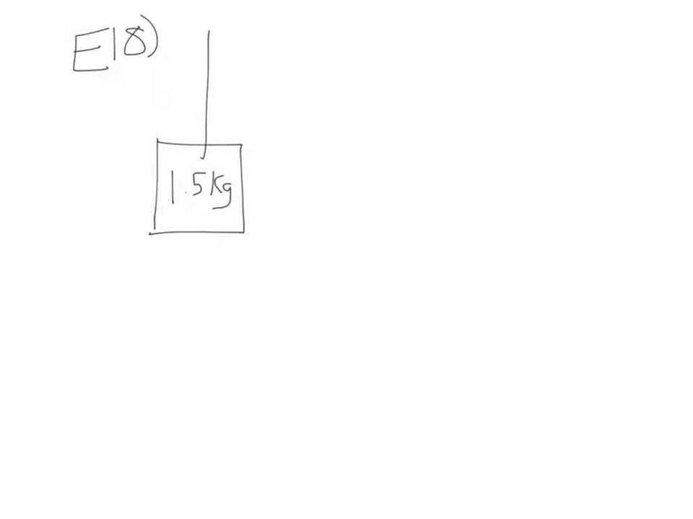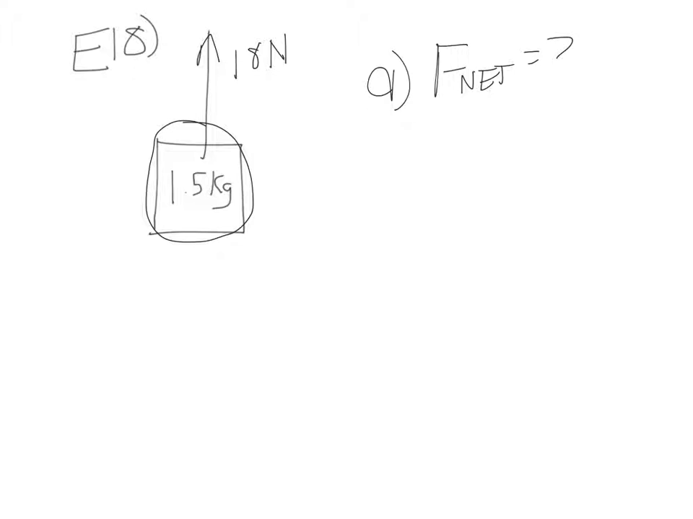In exercise 18, we have a mass. It says a ball. I drew it as a square, but you can imagine it's a ball. There. Now it's a ball. It's hanging from a string. And it says the ball has a mass of 1.5 kilograms, and it's receiving an upward force from the string of 18 newtons. We're given two different parts to this question. Part A is asking what the net force is acting on the ball. A is asking for F net, some number of newtons.